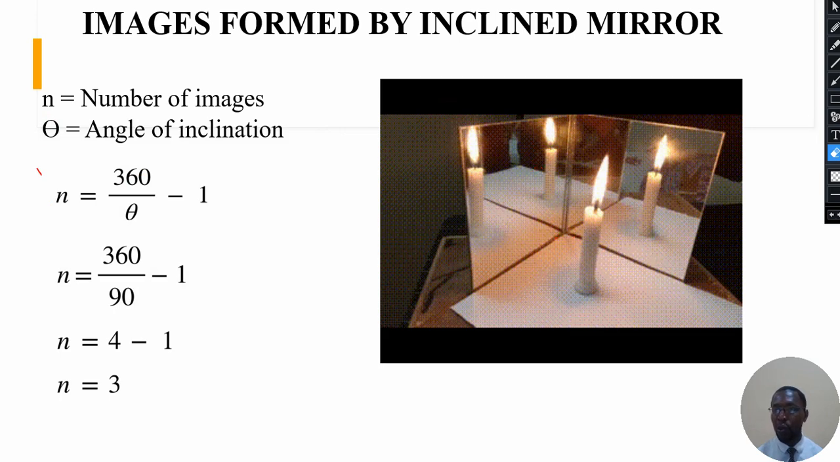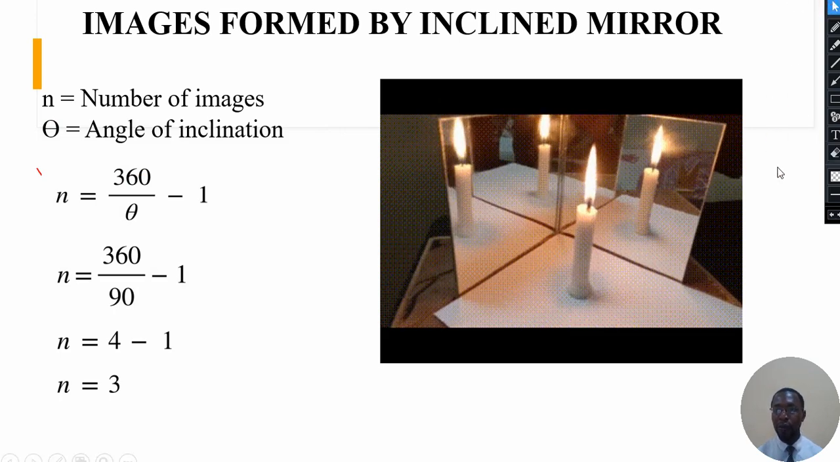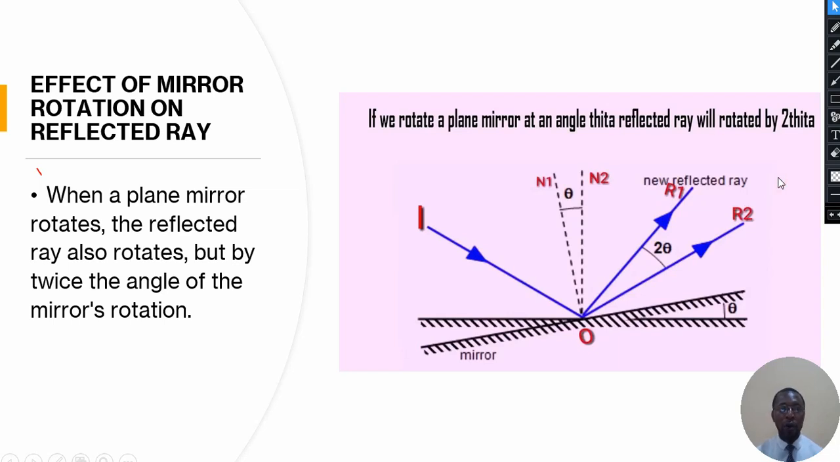Alright, so moving on to the next one. We also have the effect of mirror rotation. You know, as you have a mirror, if you rotate a mirror at a particular angle, it has an effect on the reflected ray from that mirror. In this diagram now, we have a mirror. This mirror is in a horizontal direction here like this.